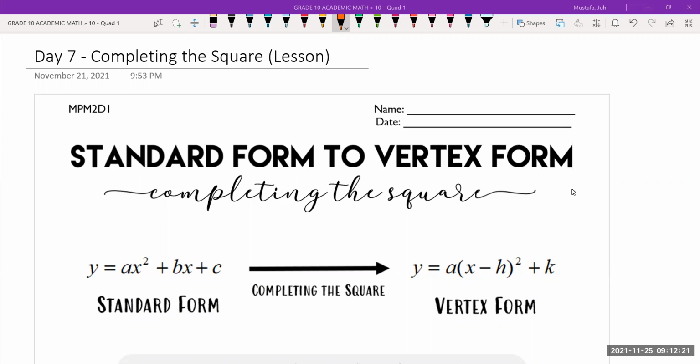Today, what we're learning is a very important skill. It's a skill that comes up again in grade 11 and 12. Almost as important, not as important as factoring, but it's definitely up there. It's called completing the square. That's the name of it, completing the square. And the general idea is we're going to be taking an equation that is in standard form, and we are going to be changing it into something called vertex form. Now, these words may sound new to you, but they're actually not new. You have seen these before.